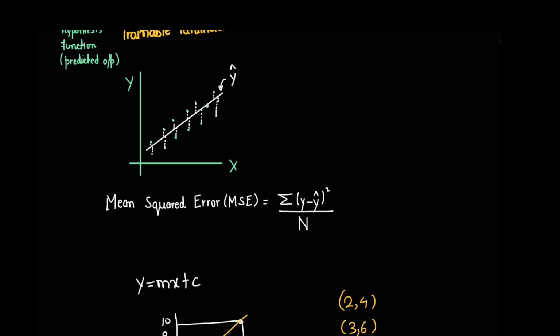Now, one might ask, why do we need to square it? First of all, one benefit of the square is that we convert the negatives to positives, because here it doesn't really matter if the point is above the line or below the line. It just matters that it deviates from it.